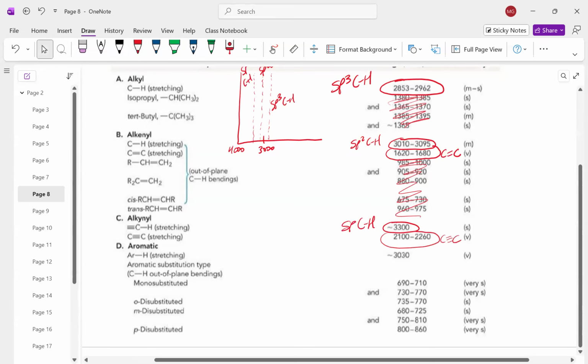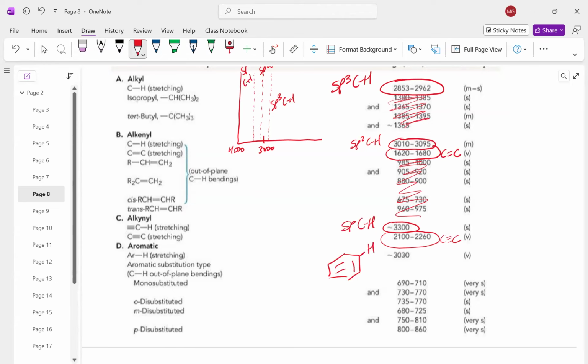And then the last category here, D, deals with aromatic compounds, or compounds that contain benzene. The carbon-hydrogen bond of benzene is going to be in about the area where we'd expect for an sp2 carbon-hydrogen, because technically, these carbons on benzene are sp2 hybridized.